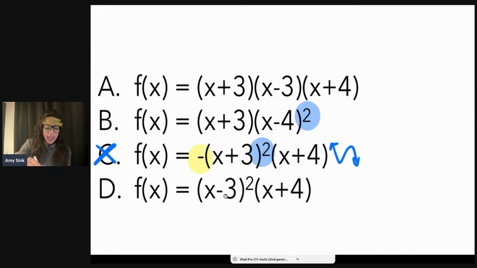So because A has no multiplicity, and I can see that because this is a plus and this is a minus. If this was a plus and this was a plus, then that would also be multiplicity as well. So if this was plus and this was plus, that would also be multiplicity.